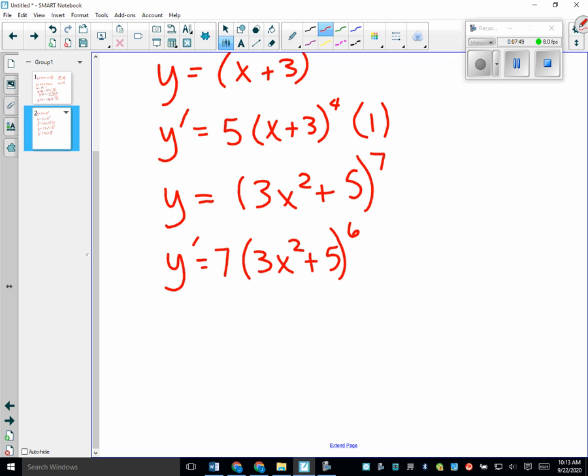Now, once I eat the outside, then you eat the inside. What's the derivative of the inside? 6x. So my answer is 42x times 3x squared plus 5 to the 6th.